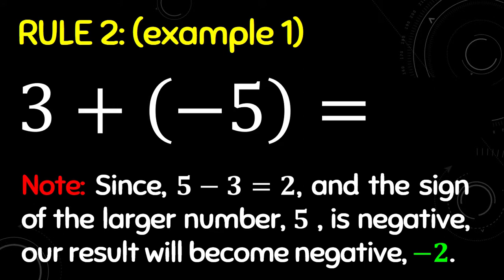Based on the rule, we have here 5 minus 3, and we all know that 5 minus 3 is equal to 2. And the sign of the larger number, which is 5, is negative, so our result should also be negative, and that is negative 2. In other words, positive 3 plus negative 5 is equal to negative 2.